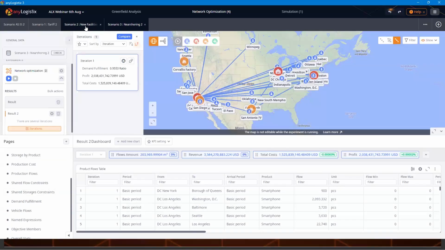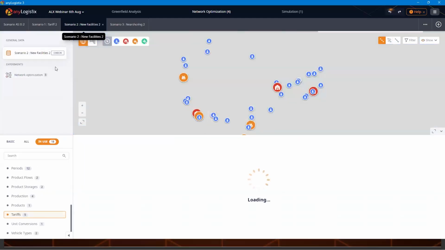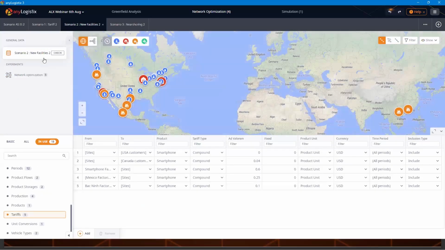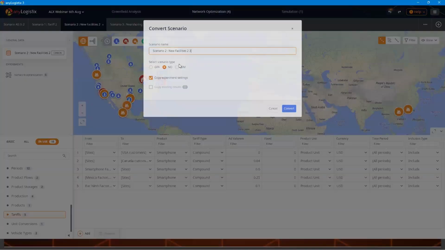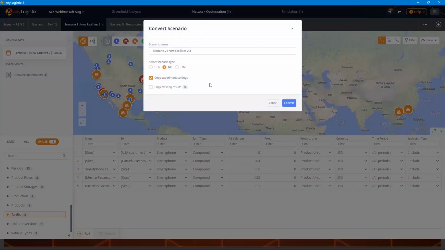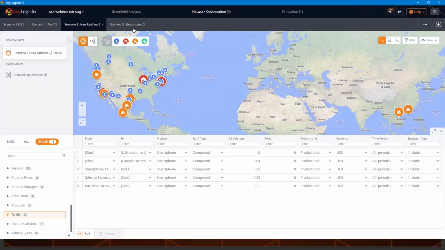Most of you might already know, but if we have one scenario to create another scenario, we just convert it to another scenario, and on top of this scenario we can add some more features and test them out. So these are the three scenarios that we wanted to focus on.